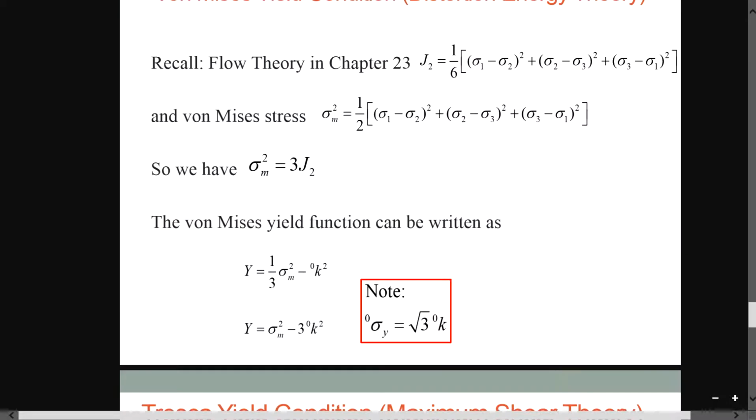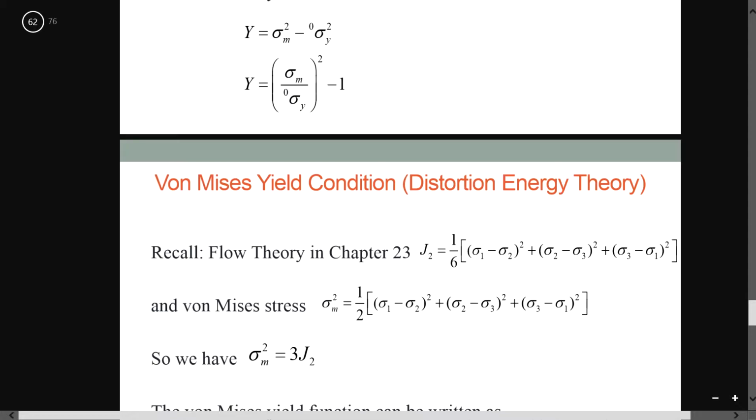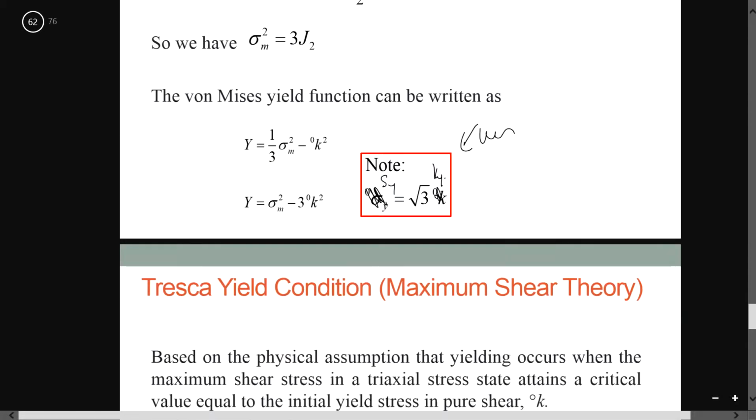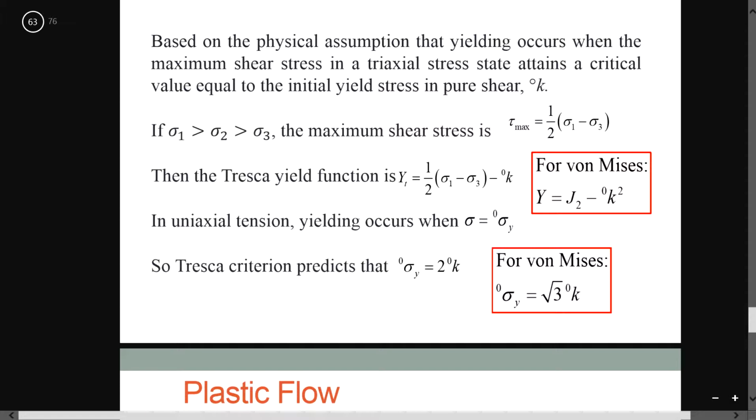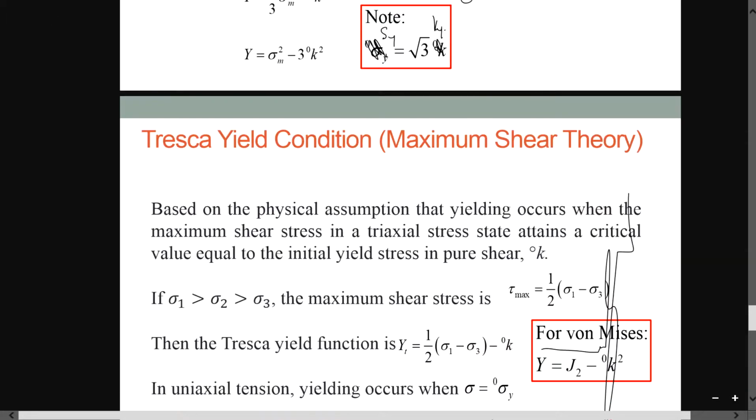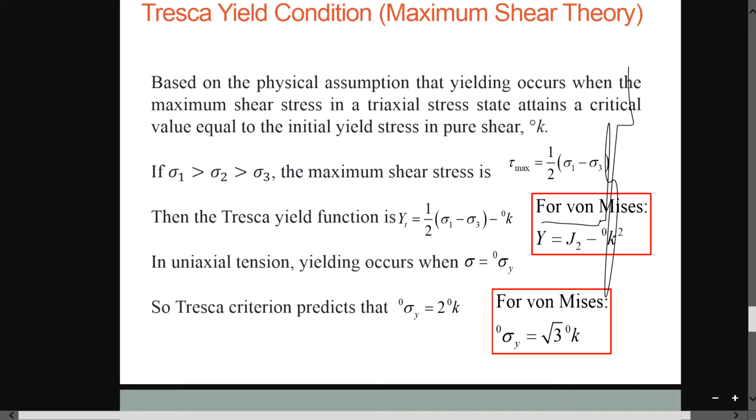Summary, if you still remember, this one is your SY, this one is your KY. This is for your Von Mises, if you still remember in the Von Mises video. And then we derived all this, but I didn't actually see that they derived it over here. But anyway, if you were to compare the Von Mises, the Von Mises step is actually taking this step, J2 minus your KY square, which we have proved to you, right?